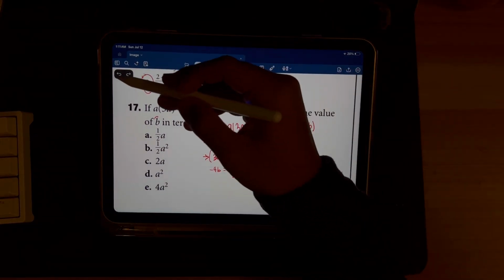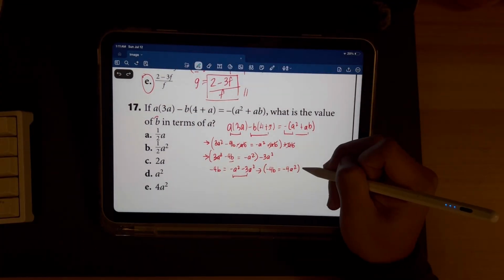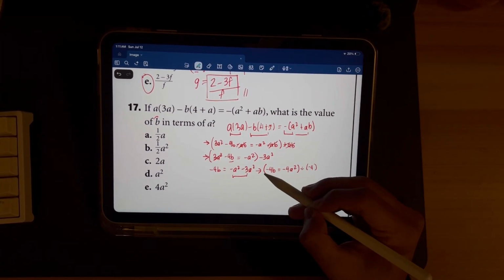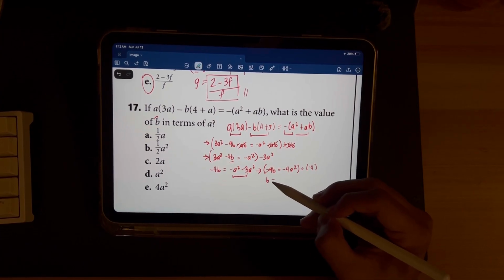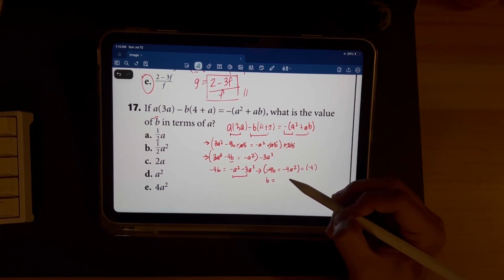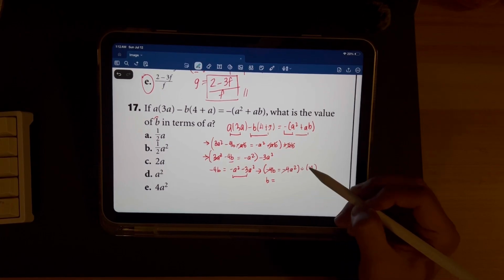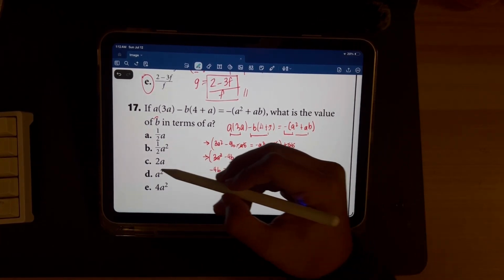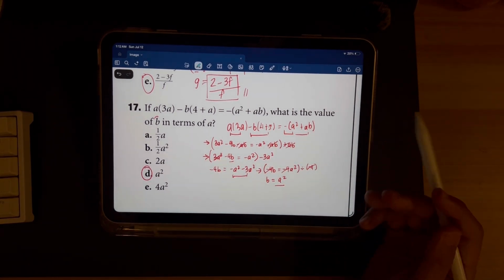It's awkward, so let's replace it by using this sign. This will be cancelled, and we are left with b is equal to negative 4 here. We can actually cancel this one. A squared, and a squared is the same as letter D, the correct answer.